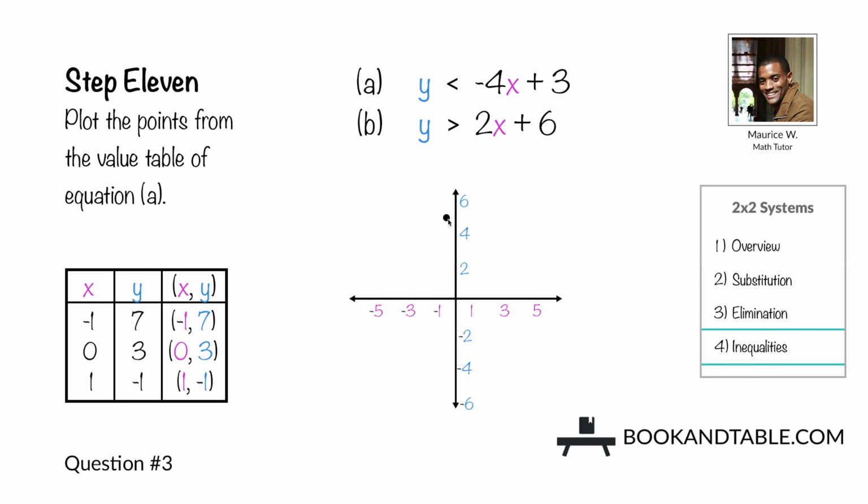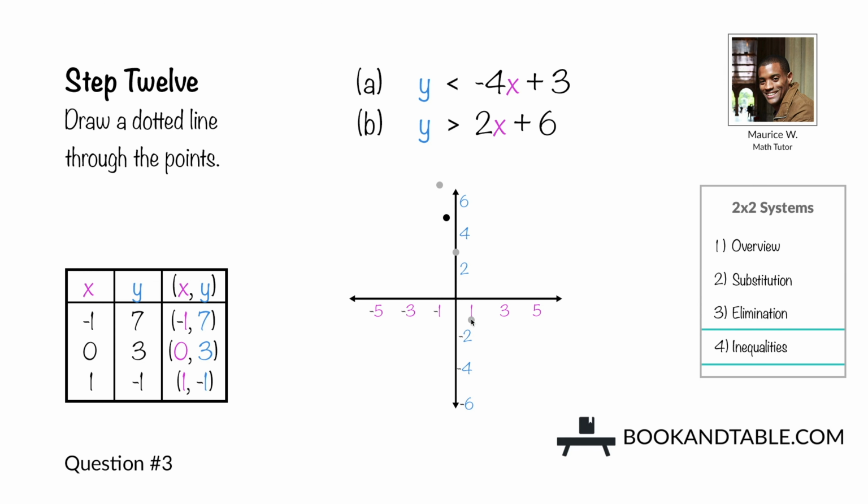Step 11, plot the points from the value table of equation A. So go back to the value table for A in your notes. And the first point is negative 1, 7. Plot the point. The second point is 0, 3. Plot the point. And the third point is positive 1, negative 1. Plot the point. And with these 3 points now, we can sketch A. So step 12, draw a dotted line through the points. And it's dotted since it's less than but not equal to.